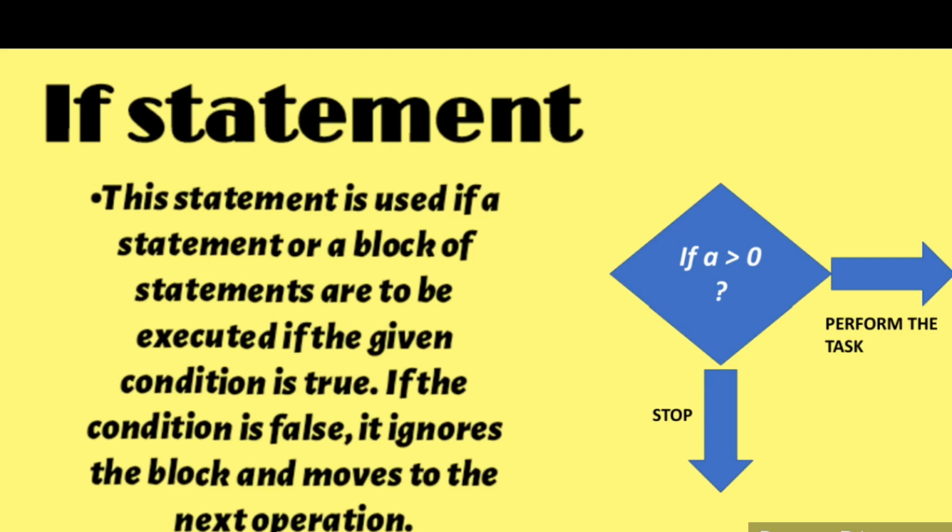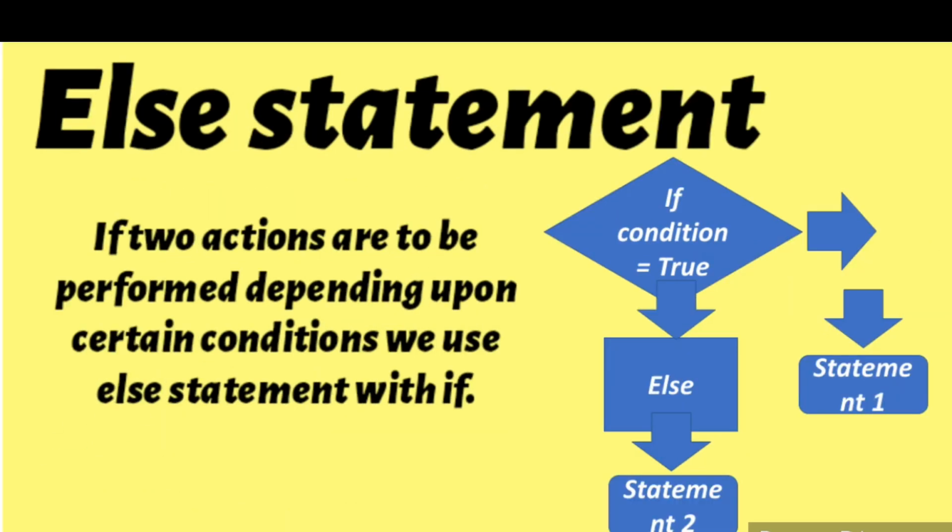If statement. This statement is used if a statement or a block of statements are to be executed if the given condition is true. If the condition is false, it ignores the block and moves to the next operation. The flowchart is similar to the flowchart that we did a little while ago. Now else statement. If two actions are to be performed depending upon certain conditions, we use else statement with if. If the condition becomes true in the flowchart, statement 1 gets executed, else statement 2 gets executed.